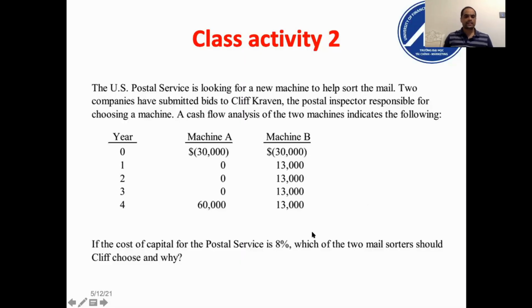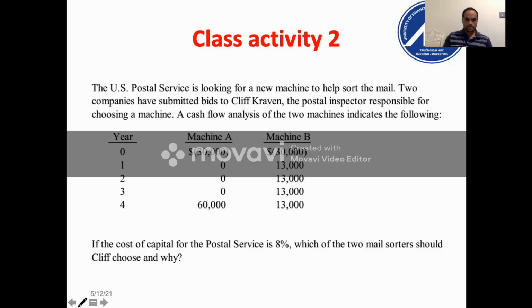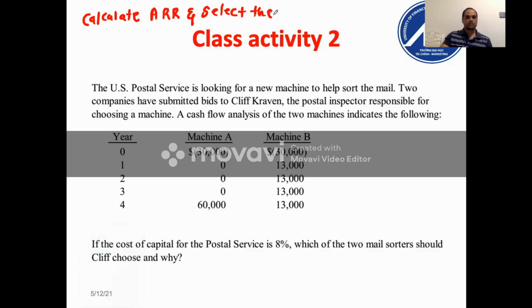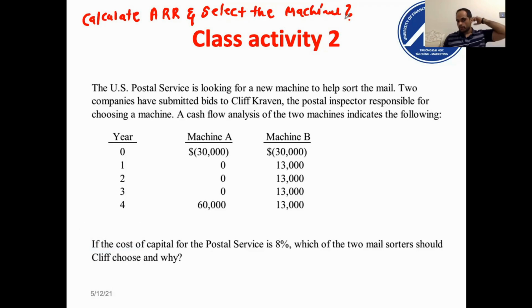Okay, so here is your next class activity. So can you calculate? Okay, so you have to calculate ARR and select the project. Select the machine. Which machine, which project you want to invest in, A or B, right? Calculate both and give me answer.